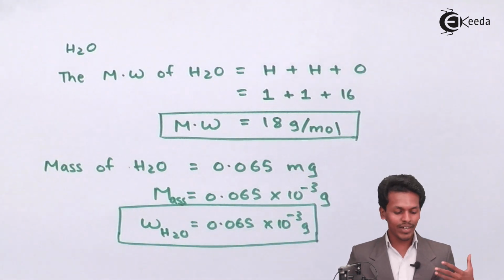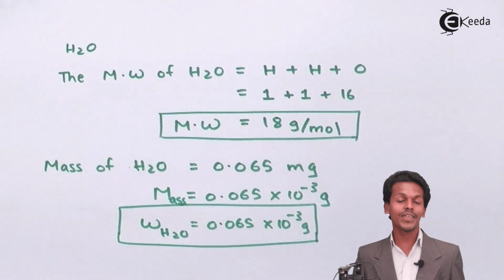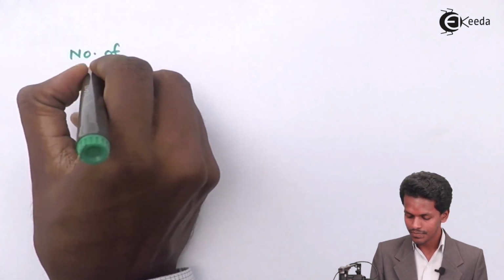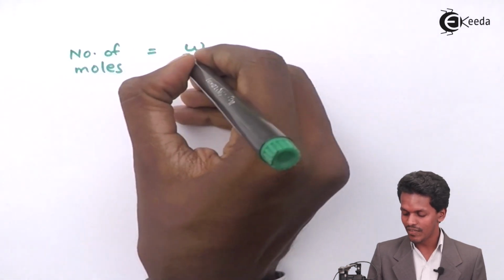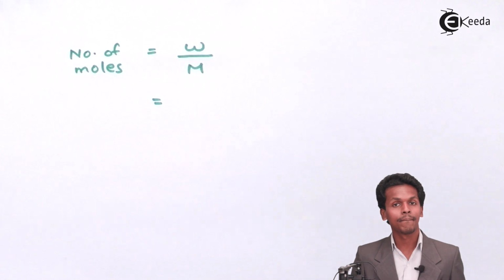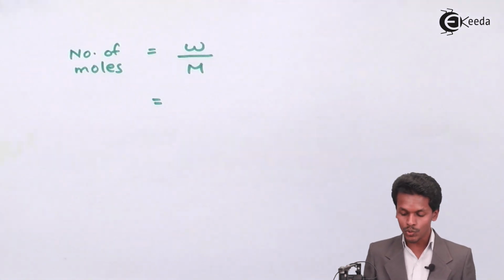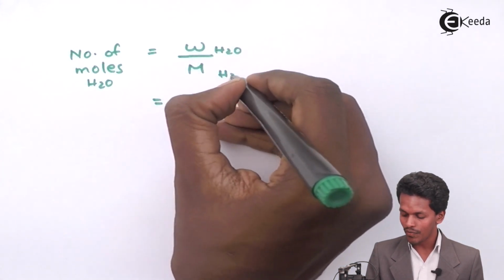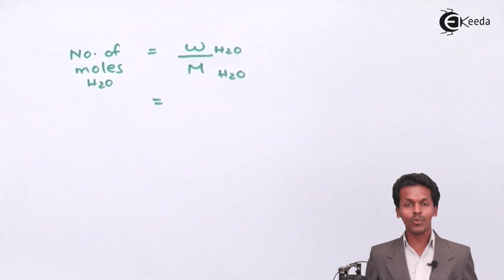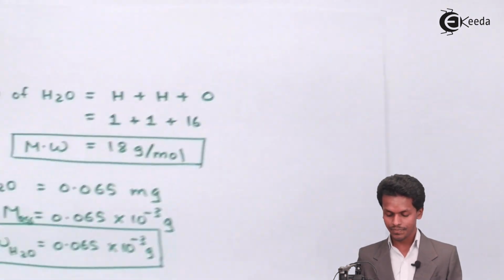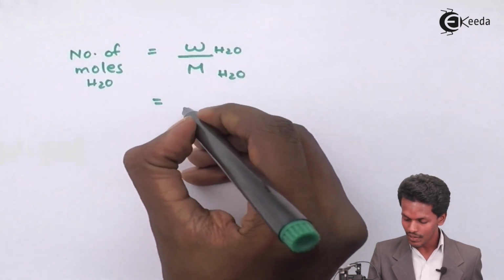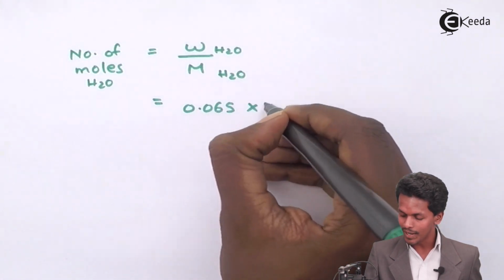But we have to calculate the number of moles of water. So we have a formula for the number of moles, that is weight divided by molecular weight. And since we are calculating for H2O, I could write it as weight of H2O divided by molecular weight of H2O. And here itself we have calculated the weight of H2O as 0.065 into 10 raised to minus 3 gram. So I could write it here itself, 0.065 into 10 raised to minus 3 gram.